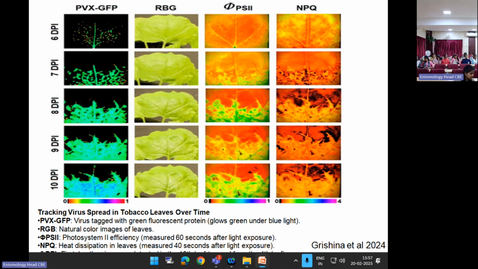So both your photosystem 2 efficiency and non-photochemical quenching, these two are inversely proportional to each other. That is, if you have a damage in photosystem 2 efficiency, then your non-photochemical quenching increases. That is the reason you get the damage. That is, more of the energy is dissipated as thermal heat. So this way also we can predict, or we can actually assess the damage caused by pathogens on photosystem 2.